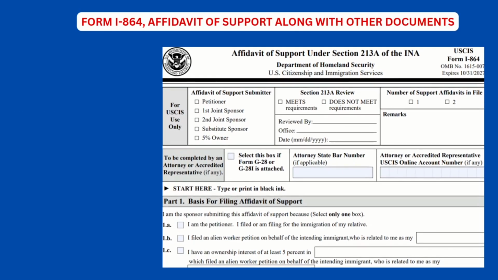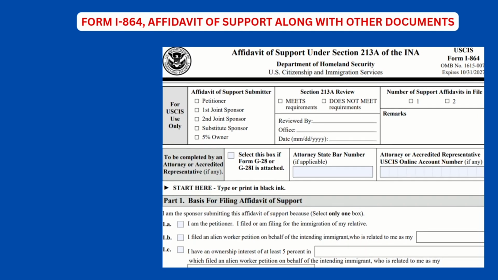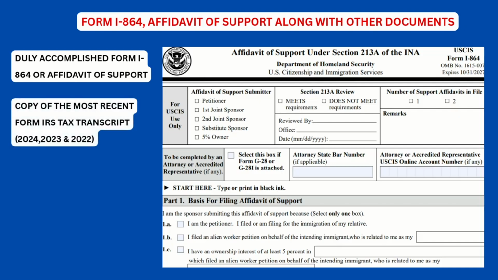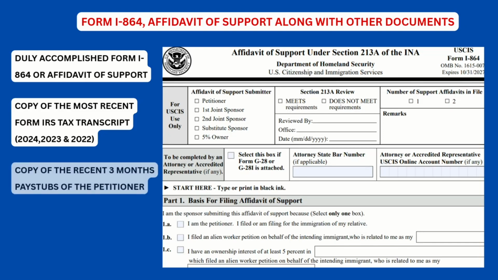And the important form is the Form I-864, or your affidavit of support, along with other supporting documents. This will basically be signed by your petitioner to prove that he can support you financially in the U.S. So along with the other documentation that we provide are the duly accomplished form signed by my petitioner, and a copy of the most recent IRS tax transcripts. Guys, we sent in the last 3 years. So if you're filing for 2025, you include 2024, 2023, and 2022 IRS tax reports.